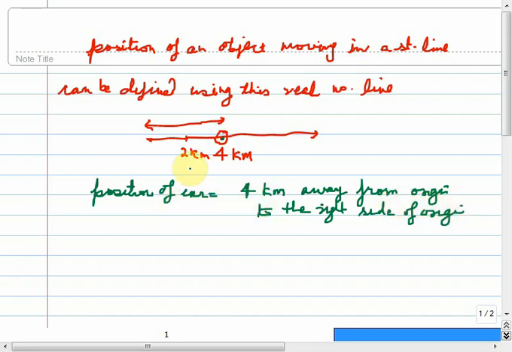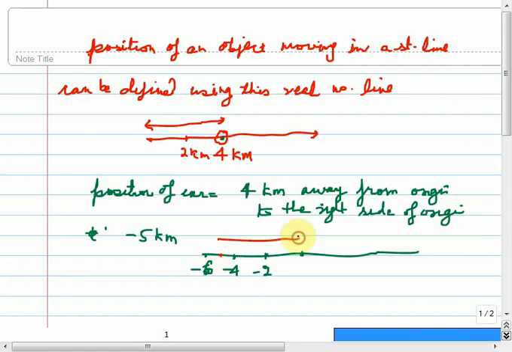So by this number line we can define a position of an object for an object moving along a straight line. Similarly, if the position of the object is given negative 5 kilometers, we can locate a point on this number line. Suppose this is -2, -4, -6. So the position of the object will be here. This will be the position of the object with respect to origin. Position. It will be -5. So this is how we define position of an object on a number line for an object moving in translatory motion in a straight line.